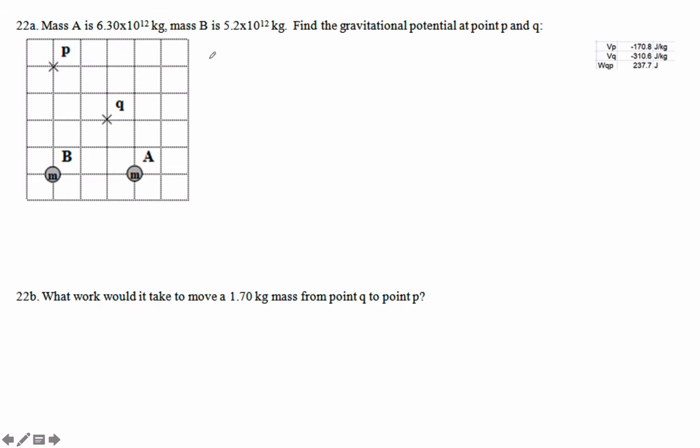Okay, so let's do this with masses. Literally the potential at P is simply going to be the sum of the potential due to A and the potential due to B. So this is going to be the opposite of G times mass A, 6.3, and then mass A, this is the potential due to A, right? So it's 1, 2, 3 meters over 1, 2, 3, 4.